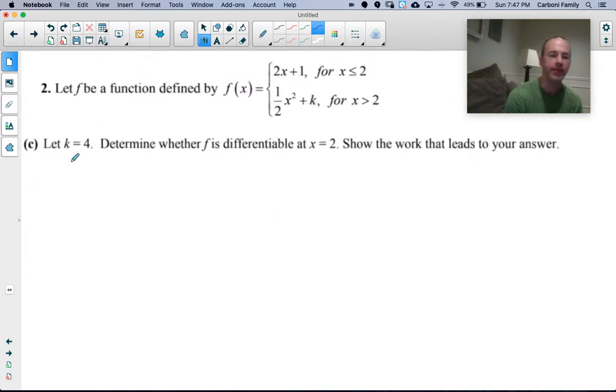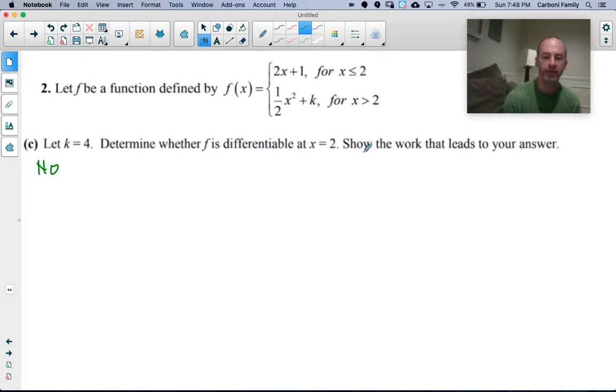All right, and then part C, they have changed the value of k to 4, and they want you to determine if f is differentiable and show the work that leads to your answer. Okay, well, right off the bat, I already know the answer is no. Because in part A, we established that in order for f to be continuous, k must be 3. Well, if we change the value of k to 4, we have now broken that continuity requirement, and this function will not be continuous. And if a function is not continuous, then the function will not be differentiable.